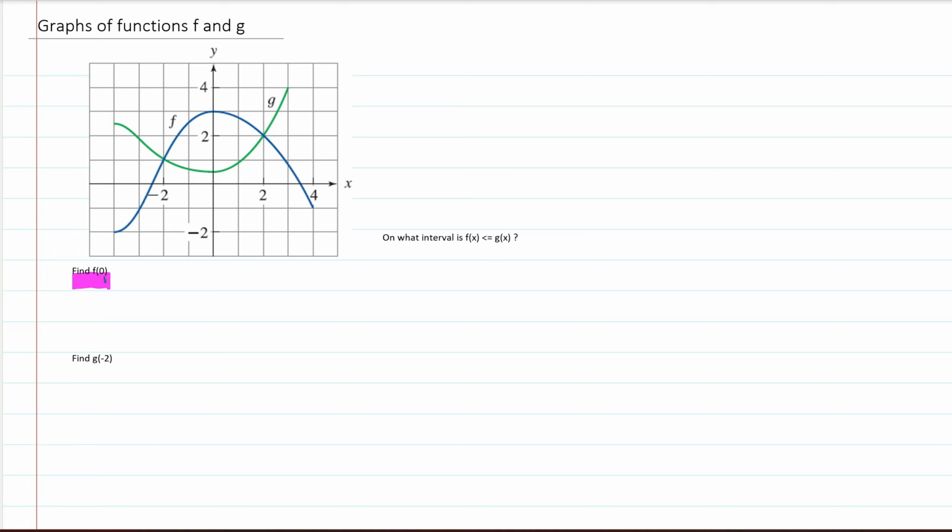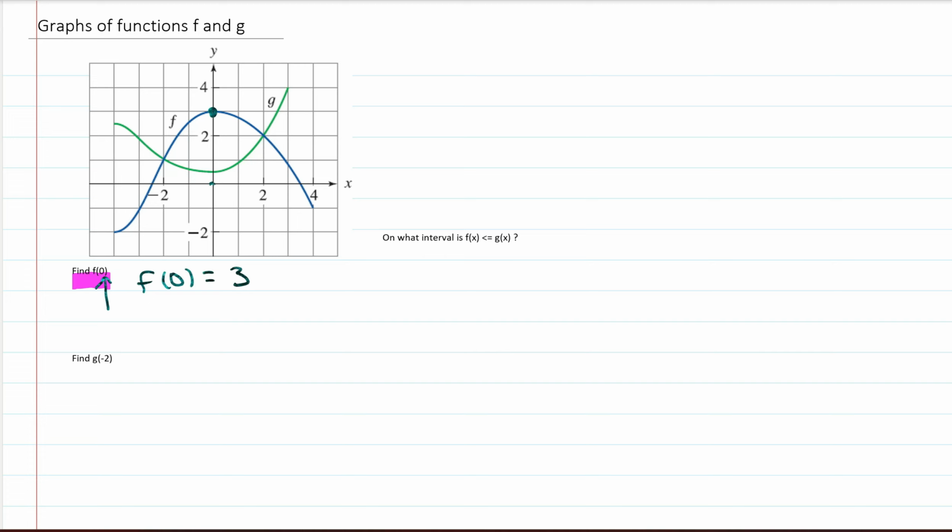So the 0 is our x value. So we look at our x value at 0, it's right there at the origin, and then we'll go up to the function, and now we'll say, okay, what's the y value right there? At 0, the y value looks to be, if this is a 2 and that's 4, they're counting by 1, so this is 3. So f of 0 equals 3.